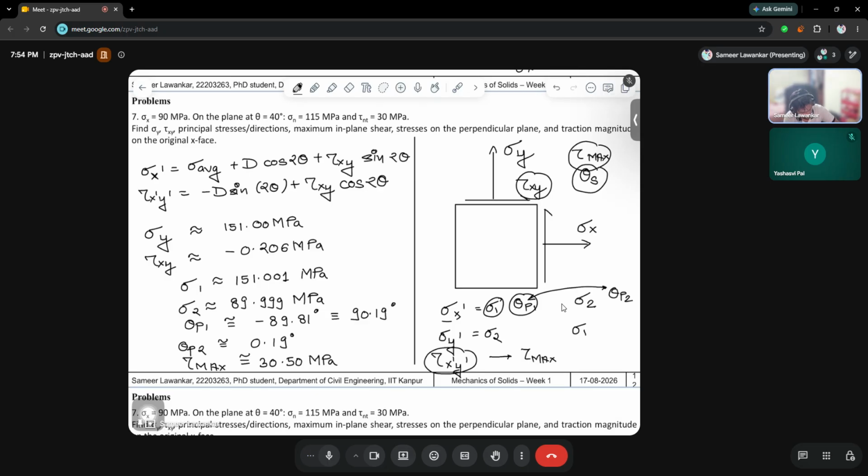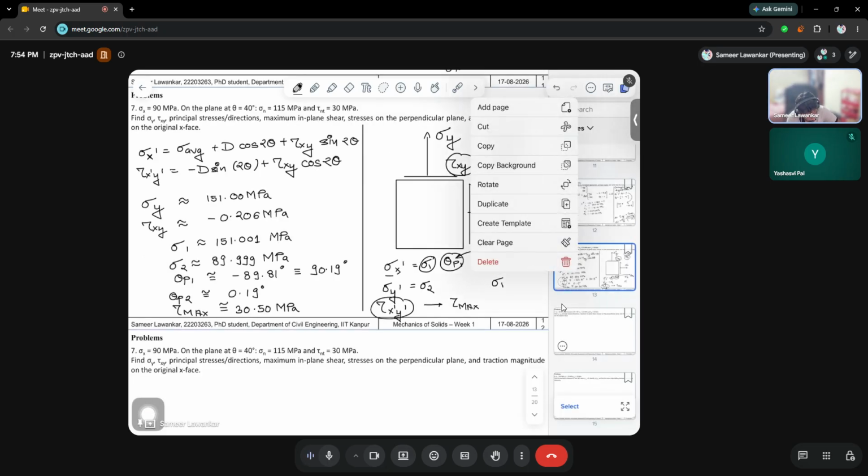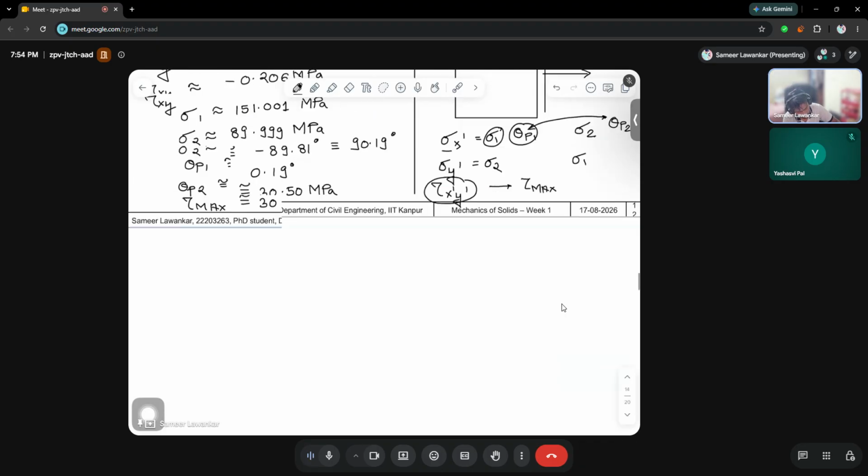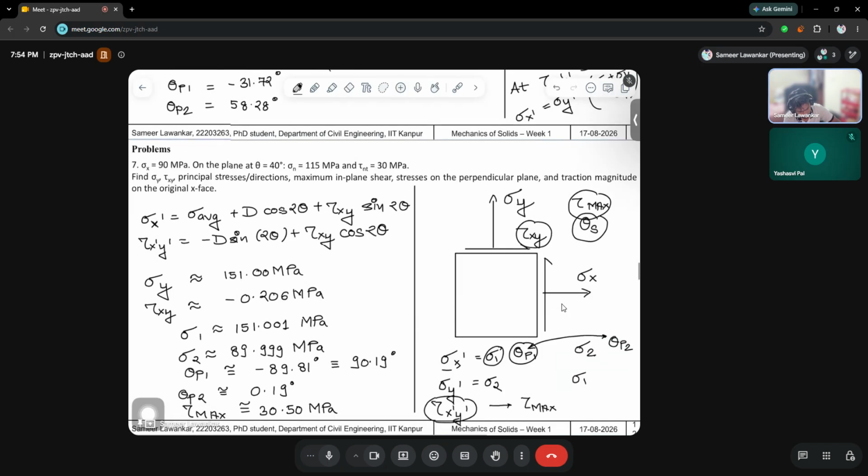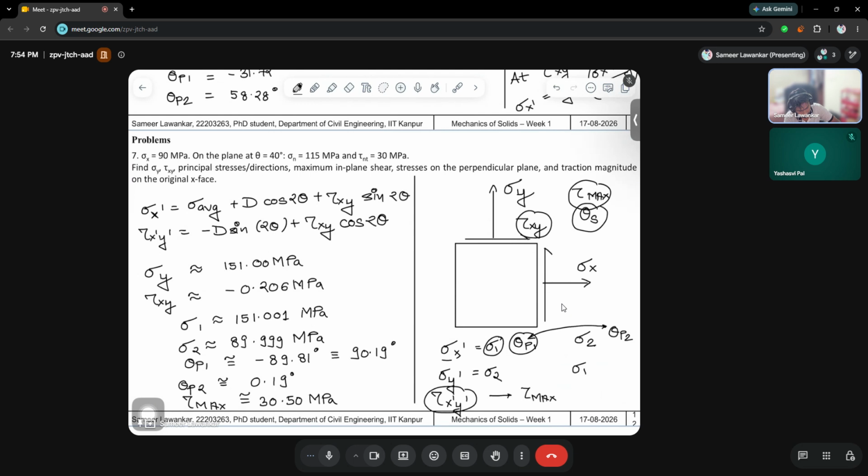Okay, then for the next thing, let me add a page up here. And the final thing which is being asked is the stresses on the perpendicular plane and the traction magnitude on the original x face. So the plane which is perpendicular to theta equal to 40 degrees will be at 90 degrees to it. On the plane which is oriented at 90 degrees to this, it is totally oriented at 130 degrees.